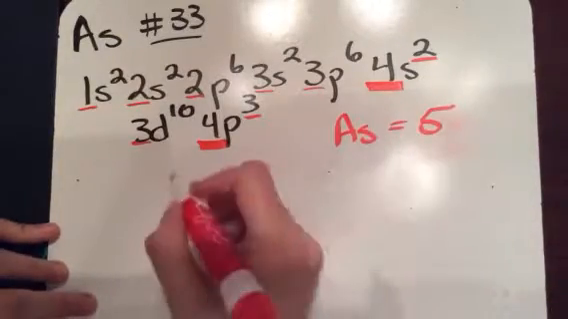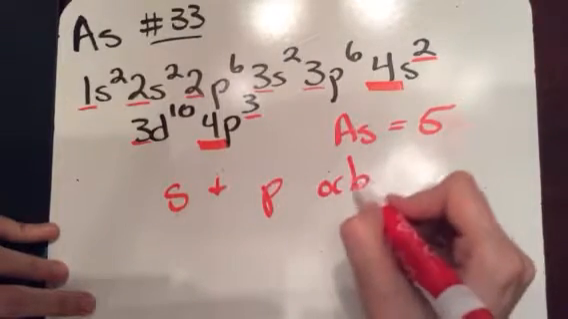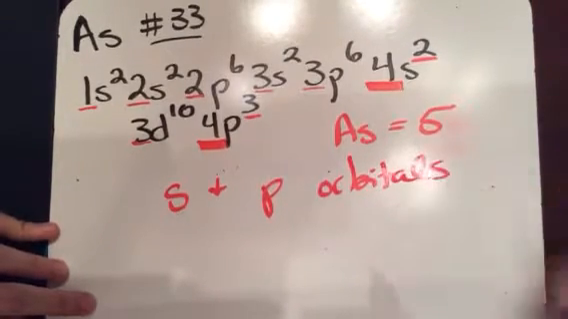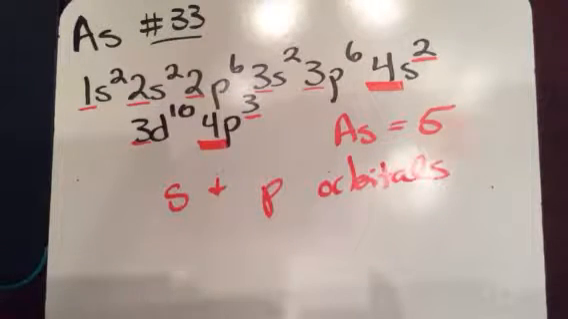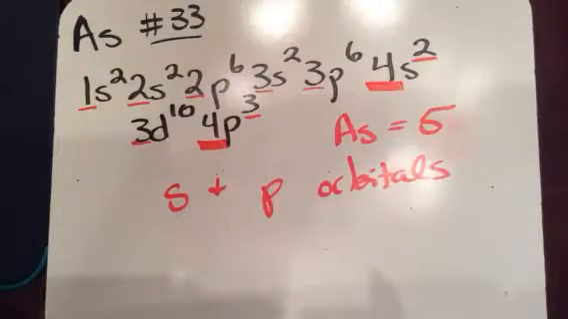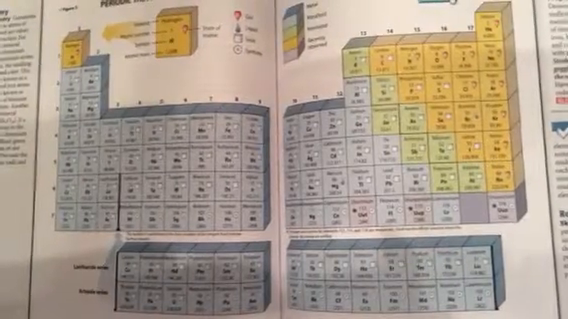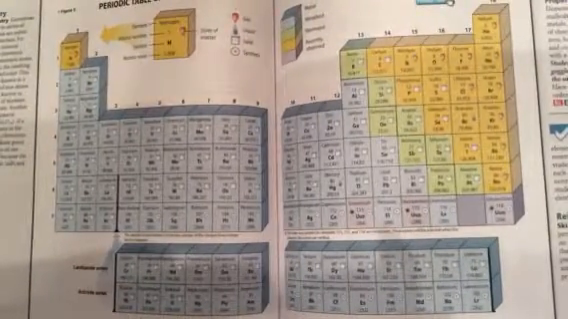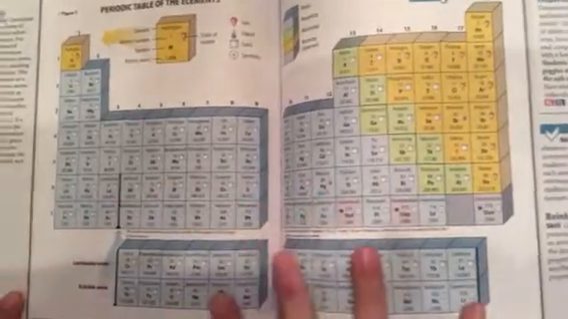Just remember that you're always looking at the s and p orbitals to determine valence electrons. Now, there's an even easier way to determine valence electrons, and that is from the periodic table. So this is the periodic table that is in your textbook, and I know it doesn't fit completely on the screen, but I think you'll get the picture.